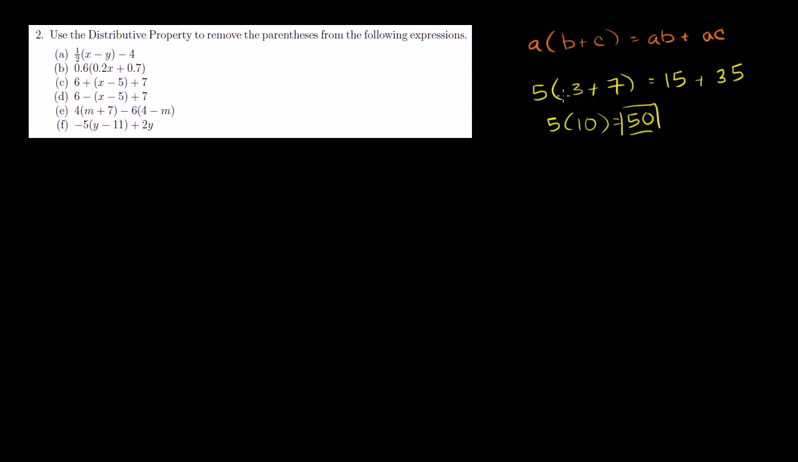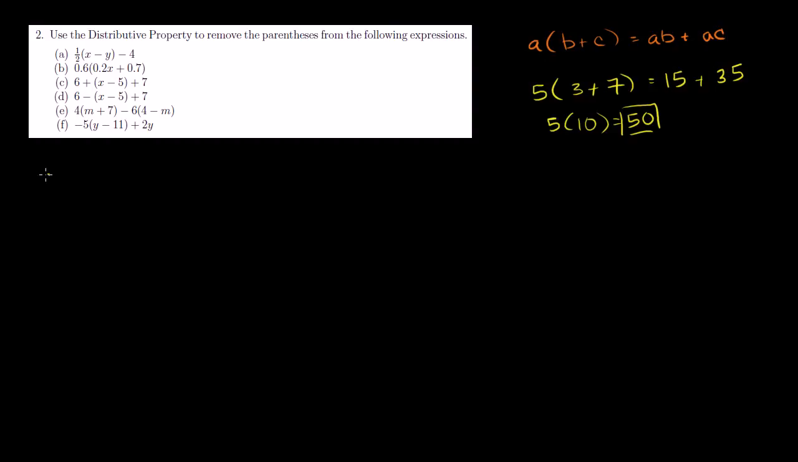If you only multiplied the 5 times the 3, you'd have 15 and then plus a 7. You'd get the wrong answer. If you're multiplying 5 times these things, you have to multiply 5 times both of these things, because you're multiplying the sum of these guys. Anyway, let's just apply that to a sampling of these problems.